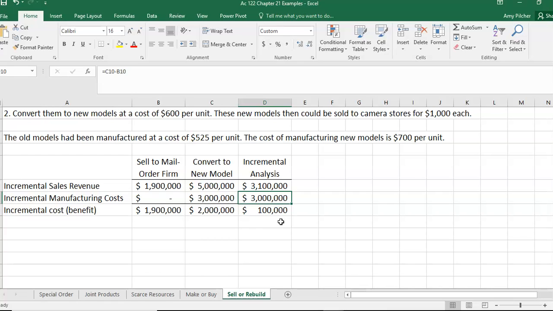The other non-financial things we would have to consider is if we take the time to rebuild them, does that detract from the time that we could be building new models that we would just get full money for anyway? So we would have to think about our capacity and if we even have the capacity to build them.